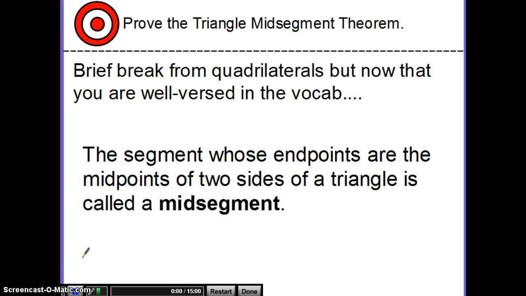Okay, so if you wanted a picture of that, here's my lovely triangle. If I found the midpoint of this side, which would be about right there, and I found the midpoint of this side, which would be about right there, that, what I just threw in right there, is called a midsegment.